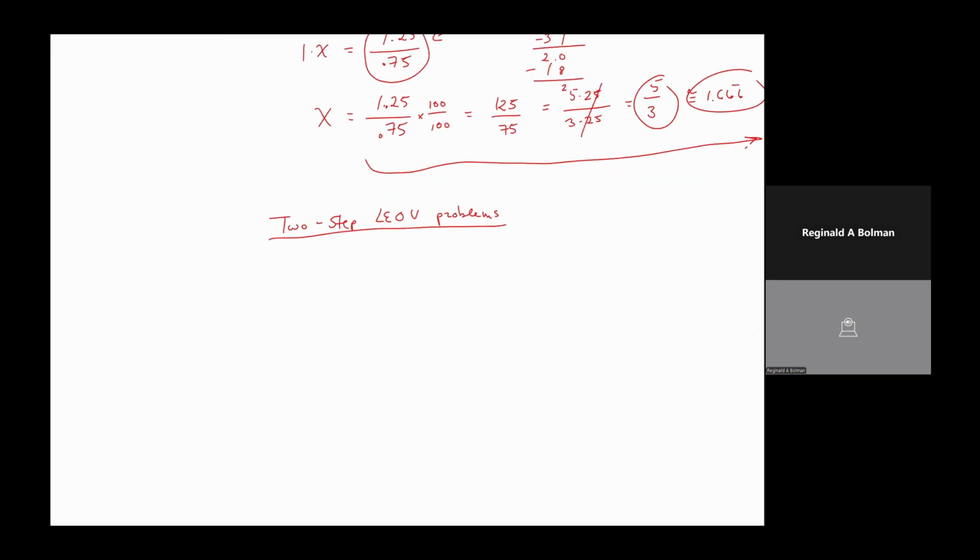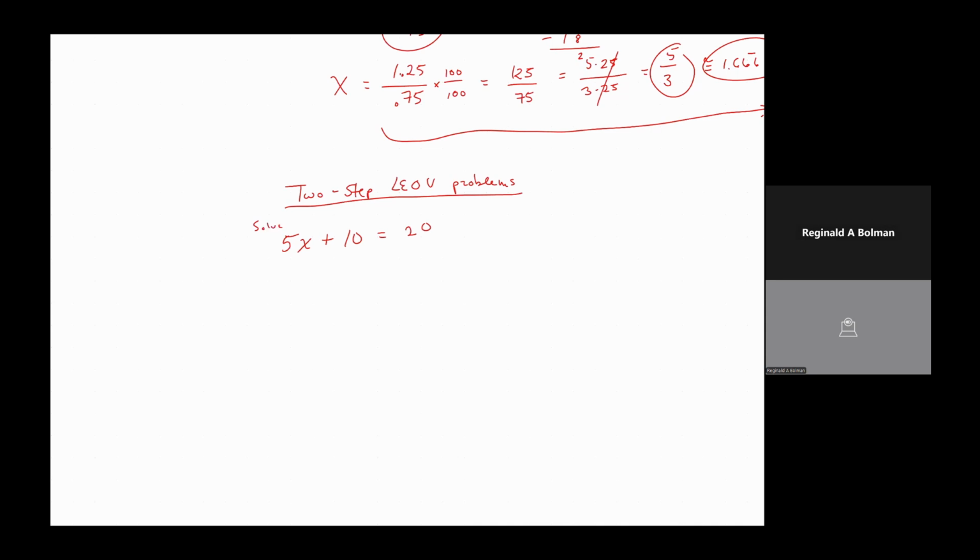So a two-step problem will look like the following. You'll often have some unknown number times something plus something else is equal to something, and the question is, solve for the unknown number. So we've got 5x plus 10 is equal to 20. How do we solve for the unknown number?